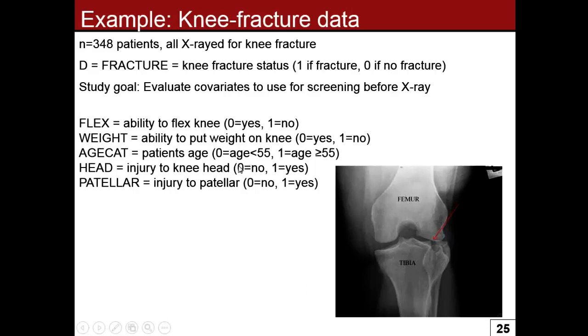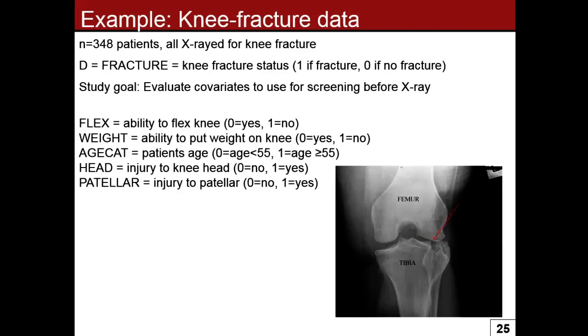You're dropped onto an island where there's no x-ray machines, but a lot of hurt people, a lot of bicycles, and the roads are hilly. There are all these people on the side of the road pointing at their leg, and you ask them some questions. Can you flex your knee? Can you put weight on your knee? How old are you? And you maybe feel their leg and say, okay, the knee head feels injured. You have some observations, but you don't have an x-ray.